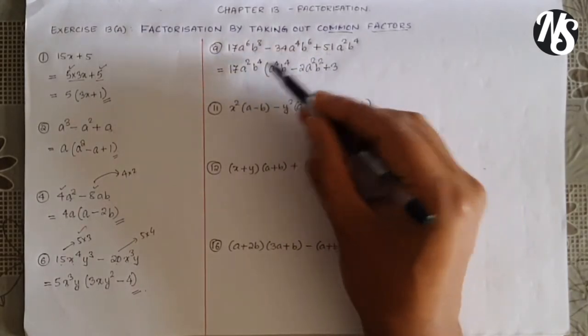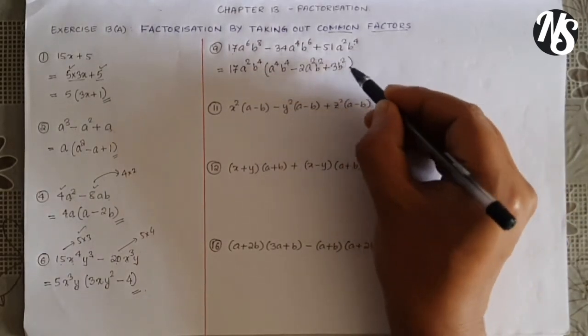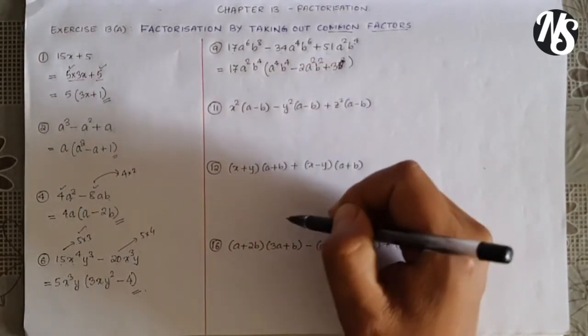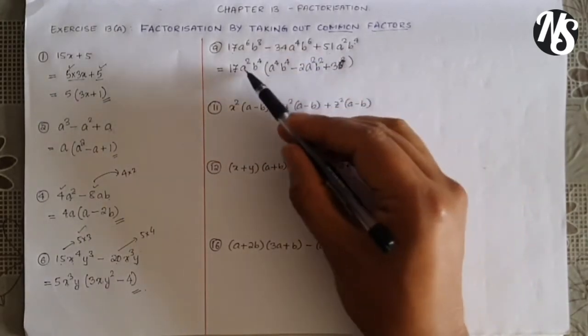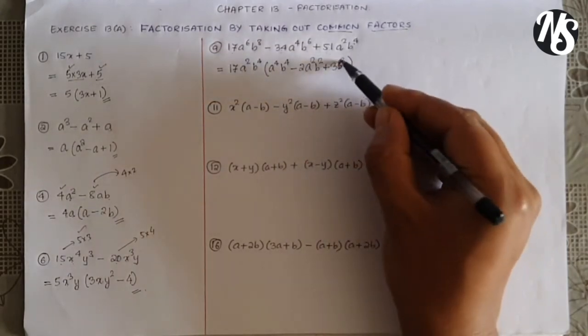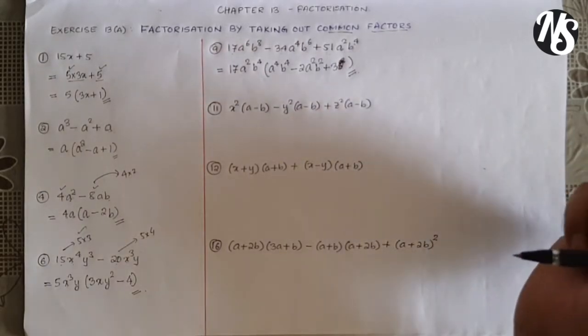So a square is also outside, b to the power 4 is also outside, so that's why this is just b square. I'm sorry, this is just 3 here. Okay, a square is also gone, b to the power 4 is also gone, so only 3 is left. So that's why your answer turns out to be this much for question number 9.